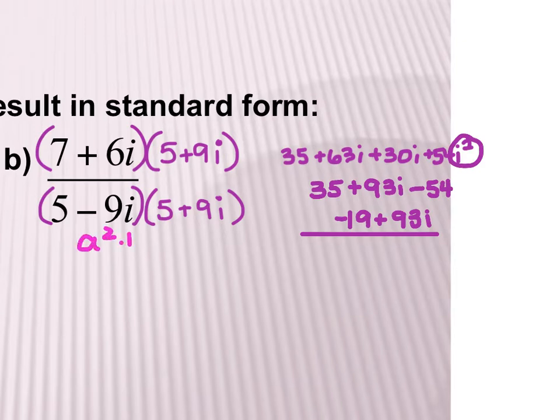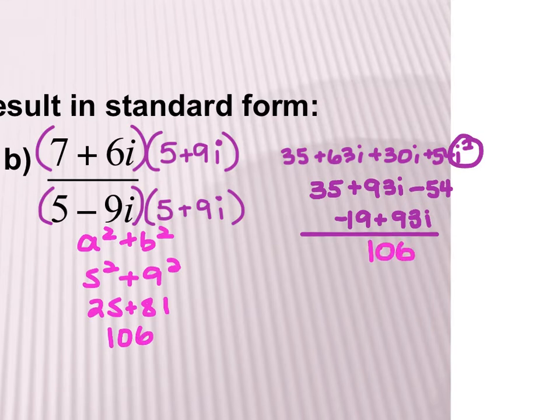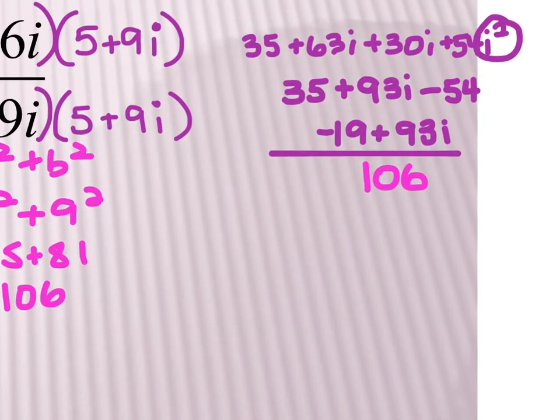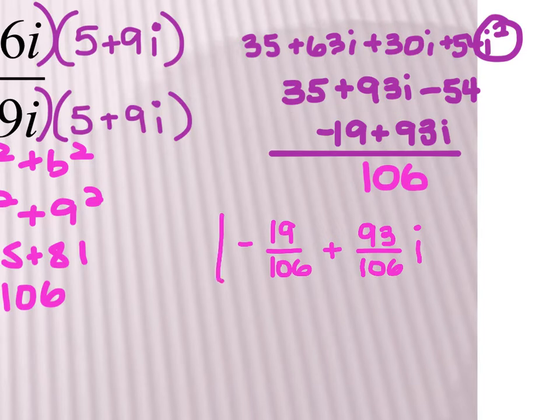For the denominator, I can actually use a shortcut. So again, a squared plus b squared means 5 squared plus 9 squared, 25 plus 81, which is 106. So then you would always want to see if that could get simplified. If it can't, you'll actually separate that out. So it would be negative 19 over 106 plus 93 over 106i. And it looks like that.